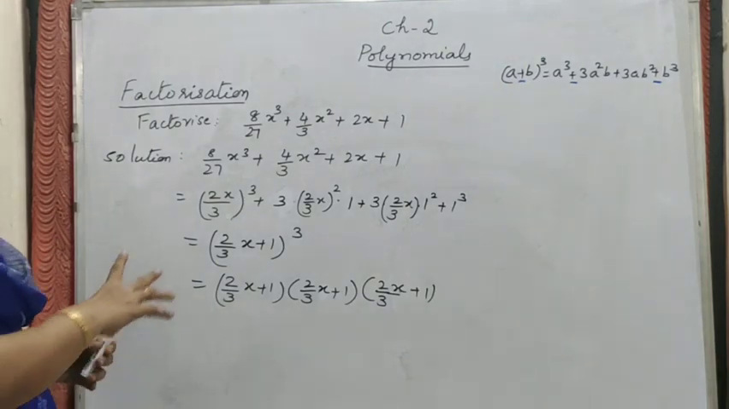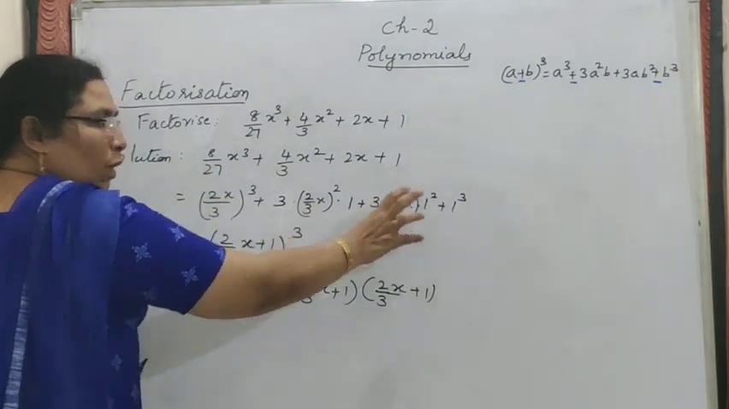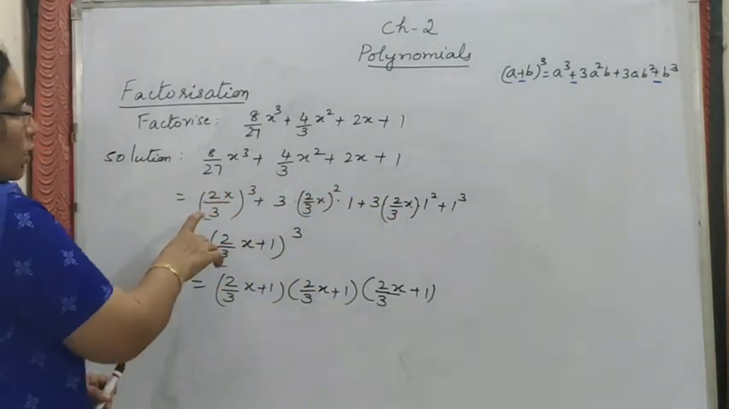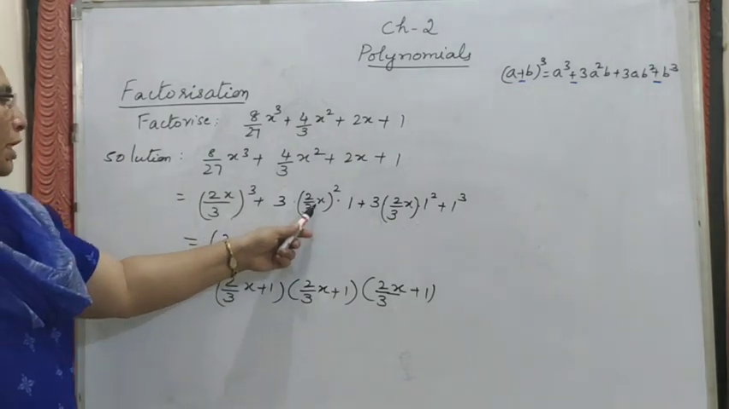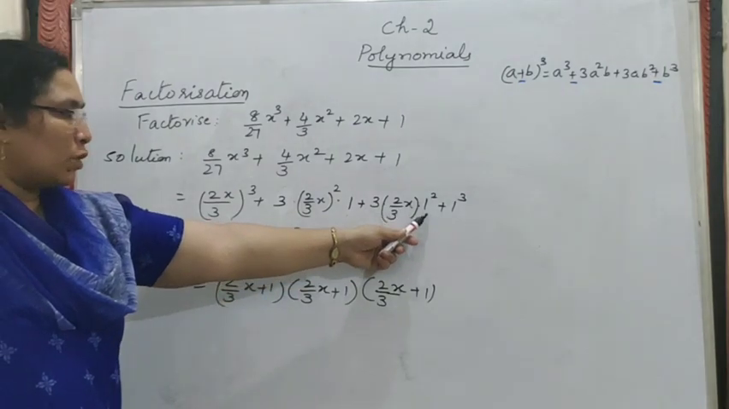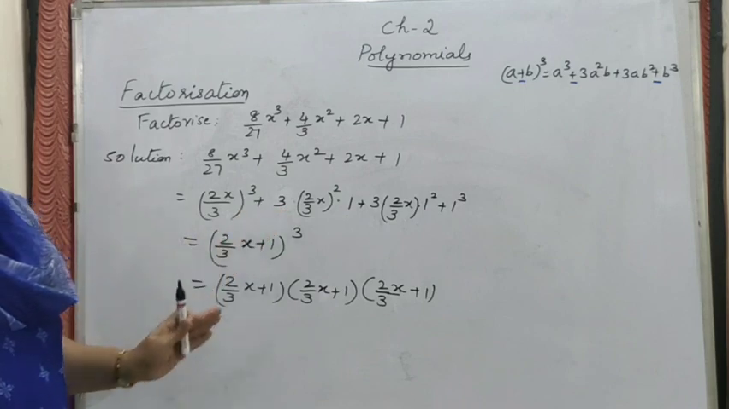What we have done here, we identified the first term as 2 by 3x, and 1 means 1 cube. So the first term is 2 by 3x, the second term is 1 only for us. So 2 by 3x whole cube plus 3 into 2 by 3x whole square into 1 plus 3 into 2 by 3x into 1 square plus 1 cube. Now what is the next step? All the 4 terms we identified.